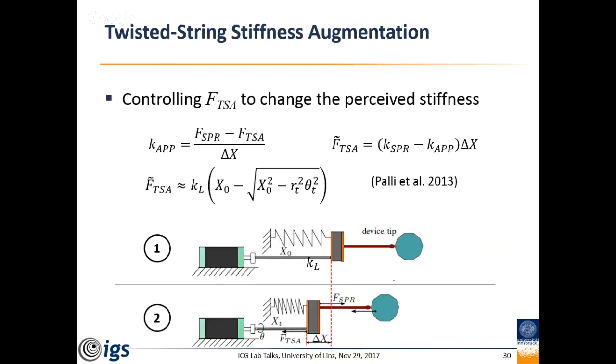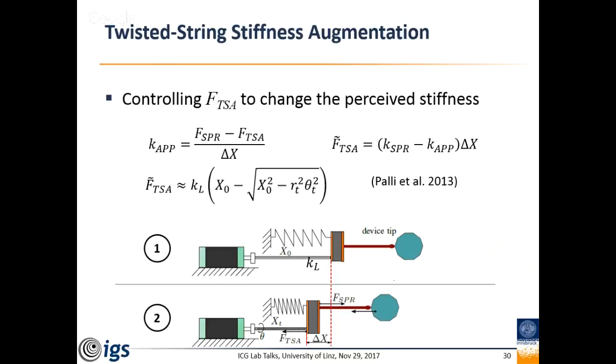So the apparent stiffness that we have is just the forces from the spring minus the forces from the twisted string actuator divided by the distance, again a linear elastic model. And if you now want to render a specific stiffness, then we have to exert a certain force with our twisted string actuator so that the user feels a different stiffness. It's softer than the actual stiffness of this spring. So we have to generate forces with the twisted string actuator.